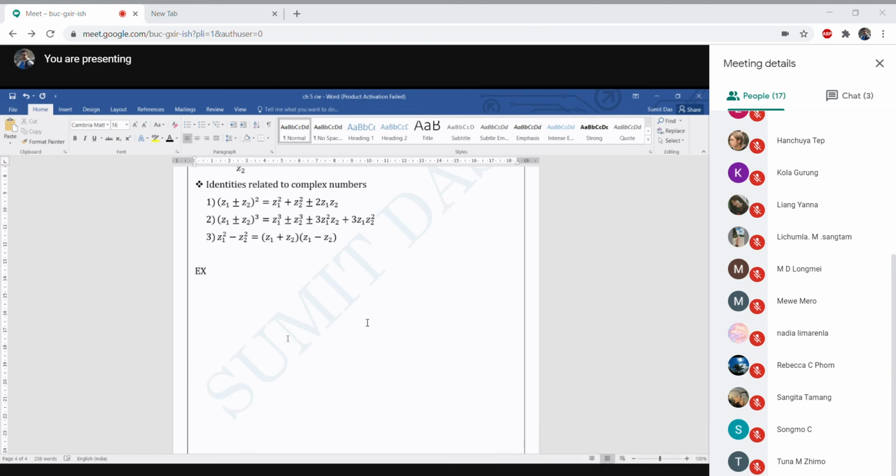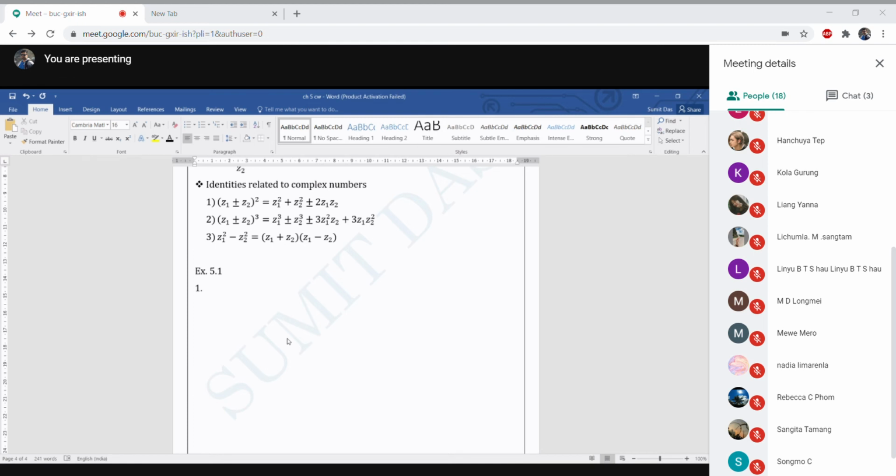So exercise, page number 109. Open exercise 5.1, question number 1. From 1 to 10, the questions given, we have to express each of the complex numbers in the form a plus ib, right?